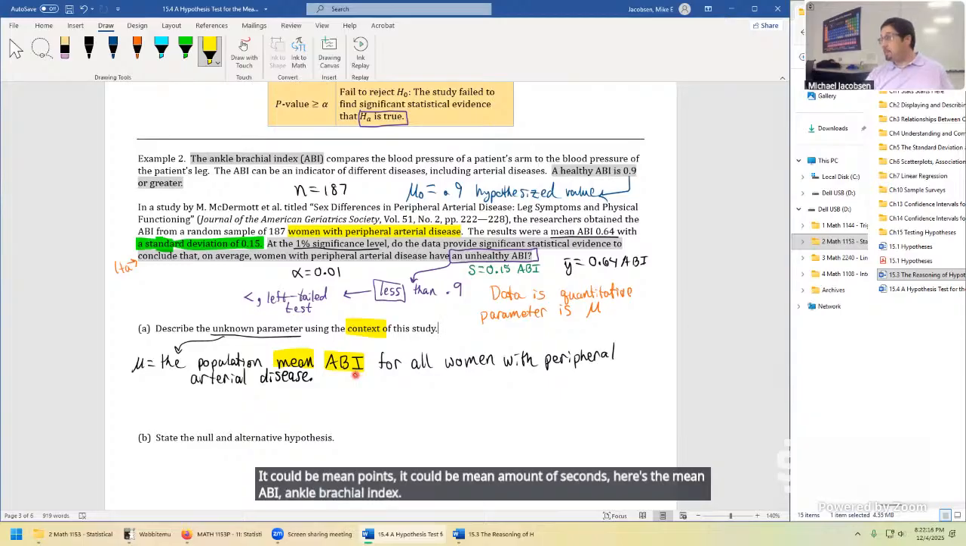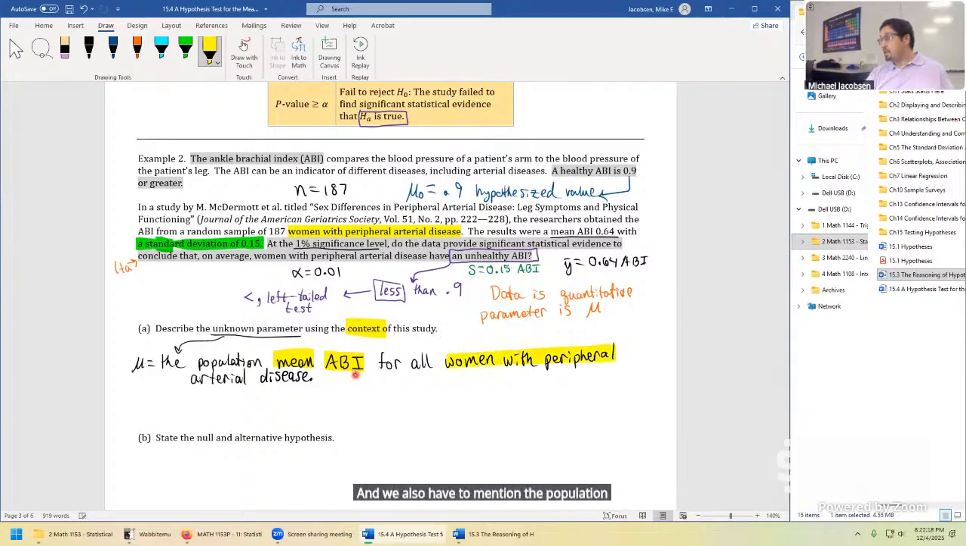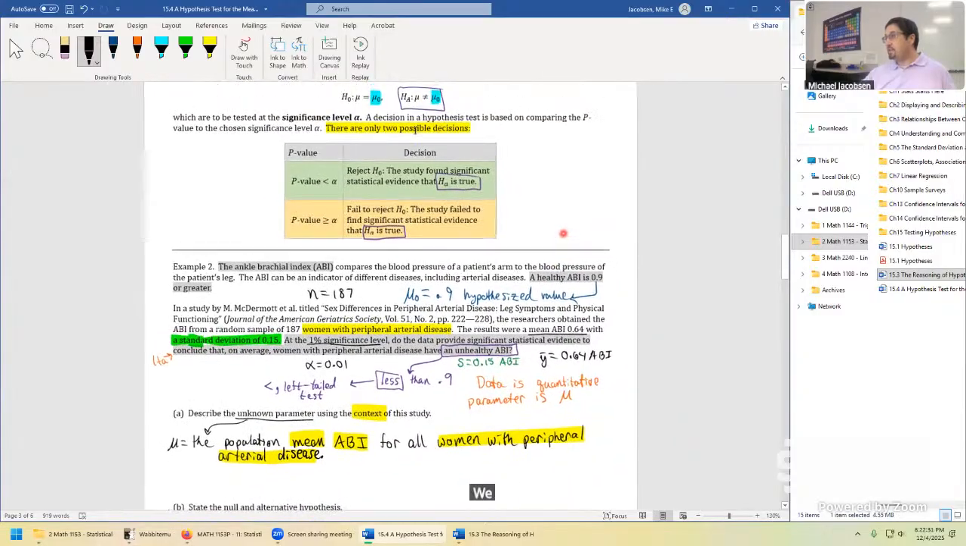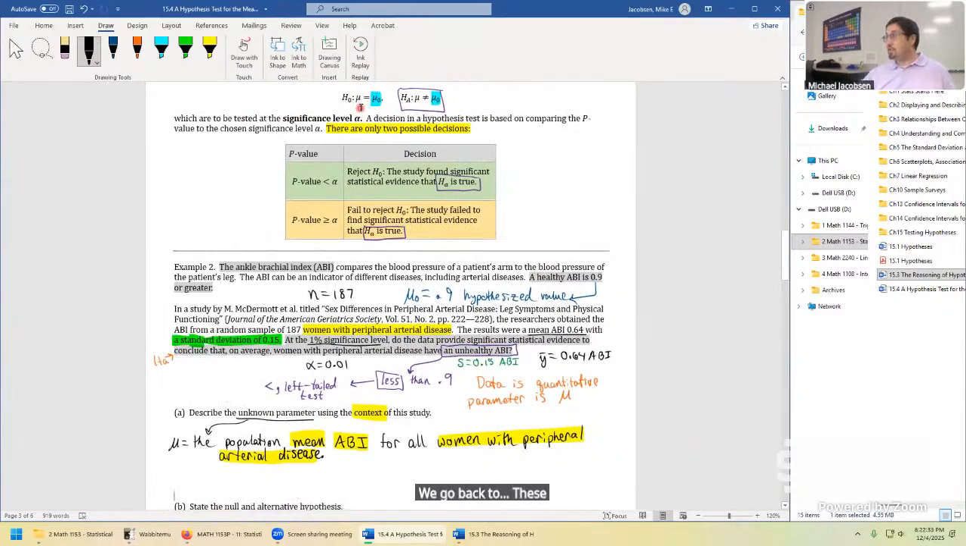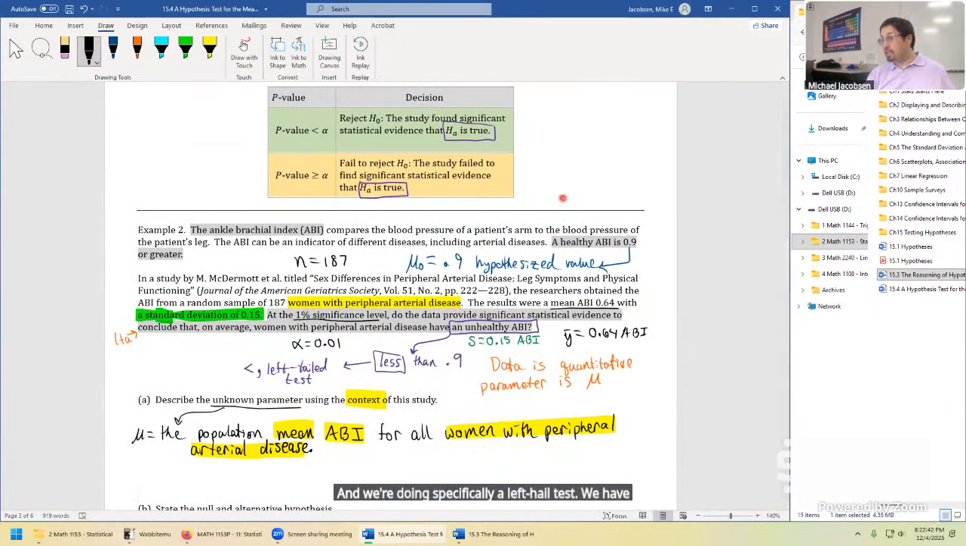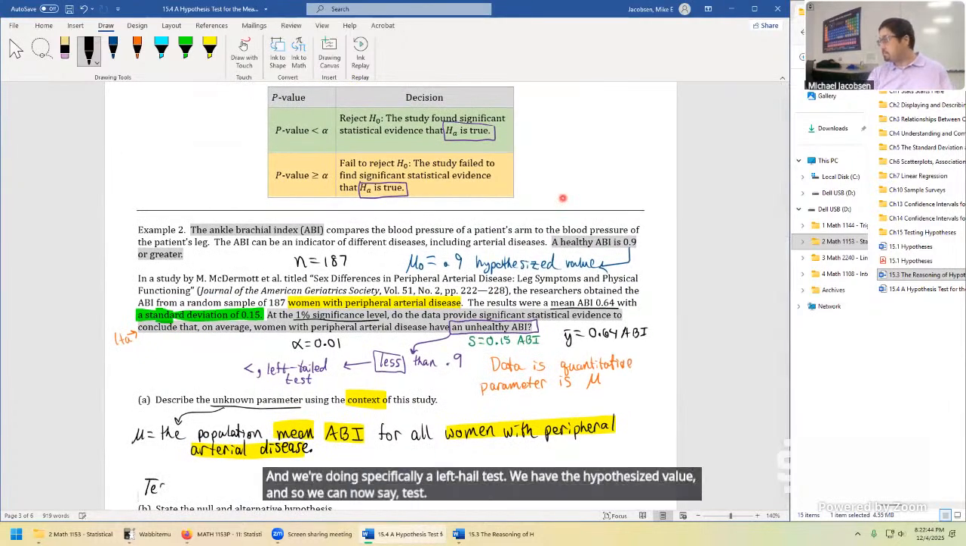And we also have to mention the population. So that's women with peripheral arterial disease. And that was a good call because it emphasizes you're talking about the population. So once we have that down, we go back to these kinds of hypotheses. The only change is that it's not a two-tail test, we're doing specifically a left-tail test.